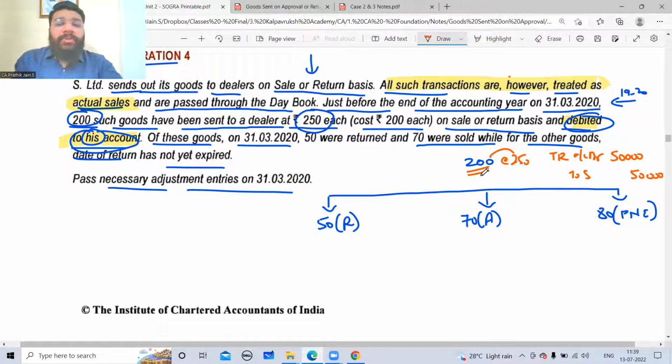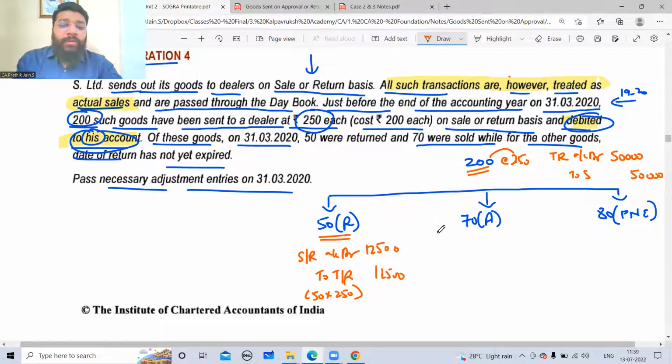Correct? Out of this 200 goods, 50 have been rejected. So upon rejection, what is the journal entry? Sales return or sales account debit to trade receivable. When you do the reverse, you reverse the sale price to the extent of 50 goods. So this will be 50 into 250, which is 12,500. To the extent of 70 goods being accepted, we will pass no entry.